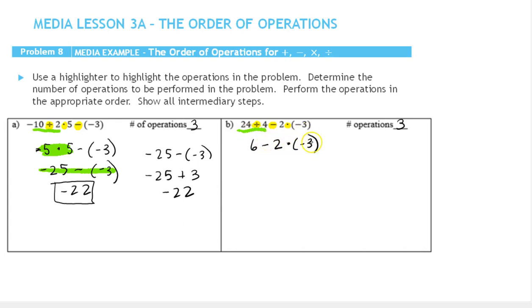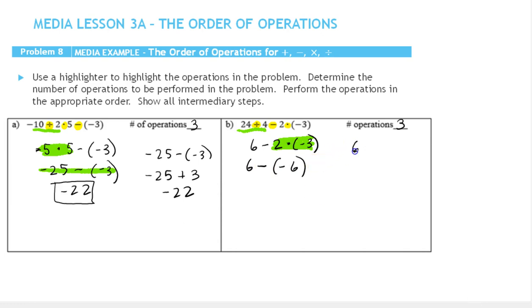So remember to go through and do all your multiplication and division. So here we have 2 times negative 3. I'm going to copy the rest down. 6 minus 2 times negative 3 is negative 6. And I'm going to put that in parentheses because there was a subtraction symbol and a negative, and I want to make sure I can tell them apart. So now I've done the multiplication.